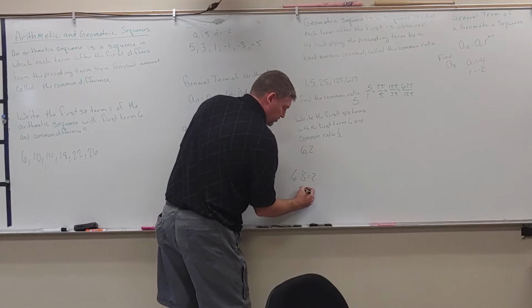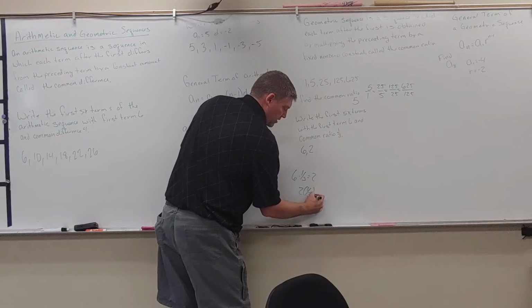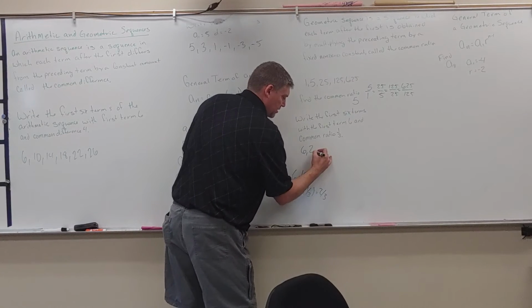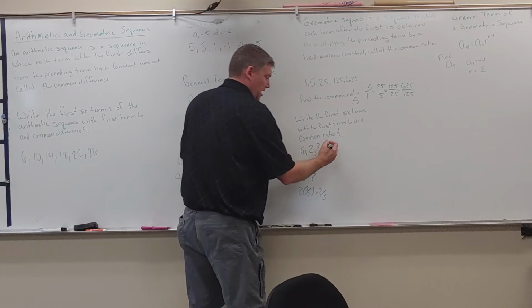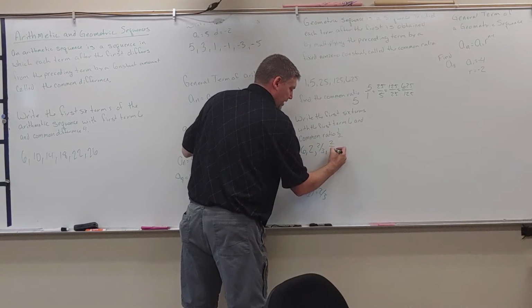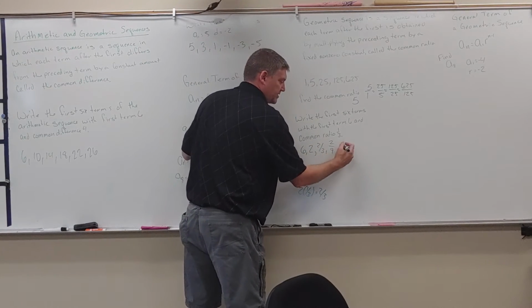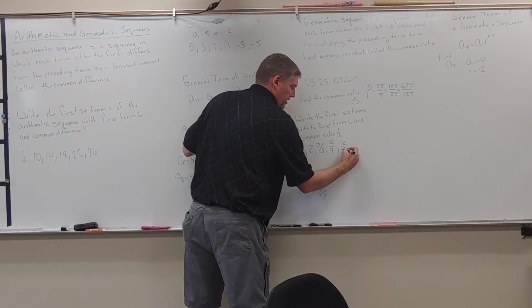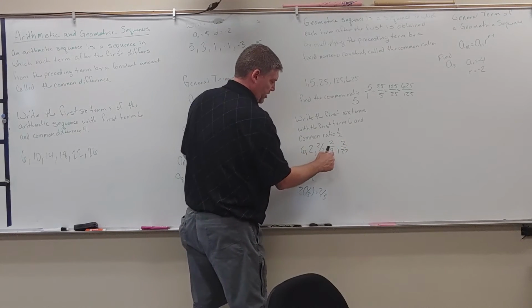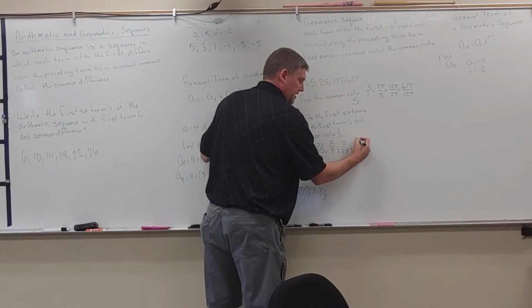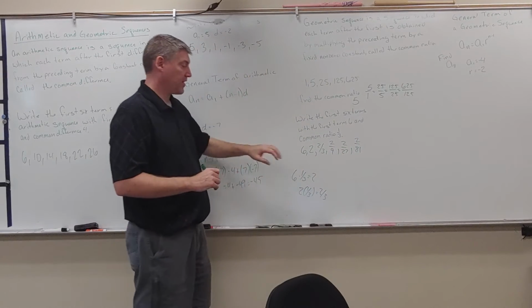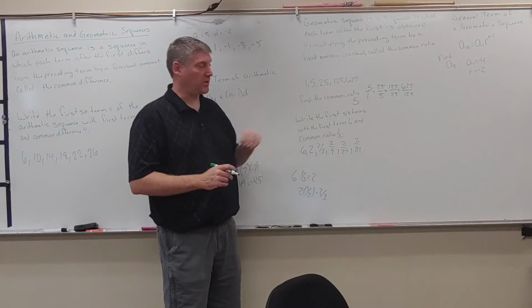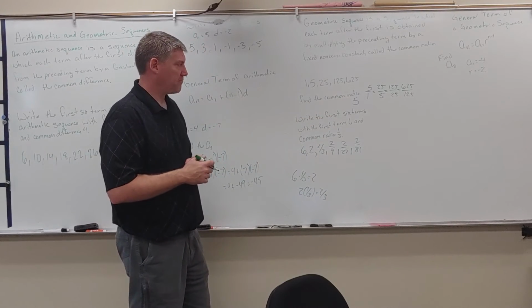I'm going to take 2 times a third, which is 2/3. And then 2/3 times a third is 2/9. And then 2/9 times a third is 2/27. 1, 2, 3, 4, 5. 2/27 times a third is 2/81. So you're always going to multiply the preceding one.